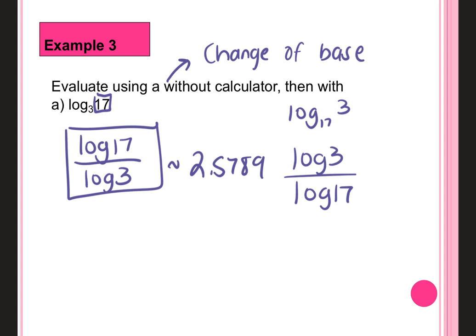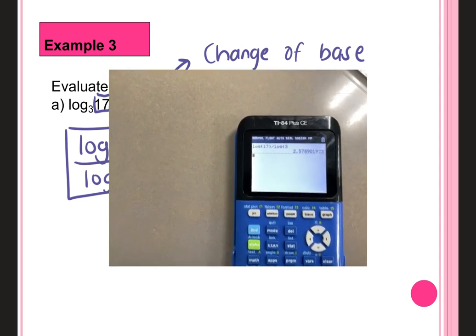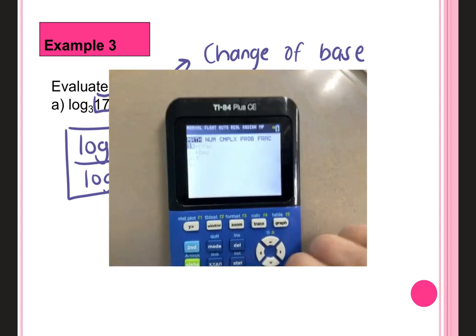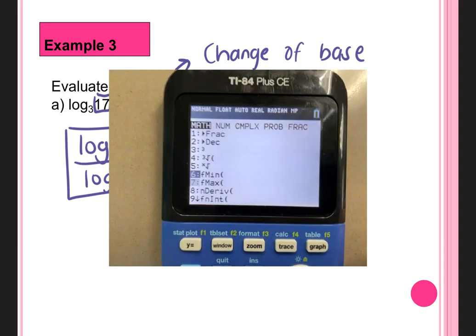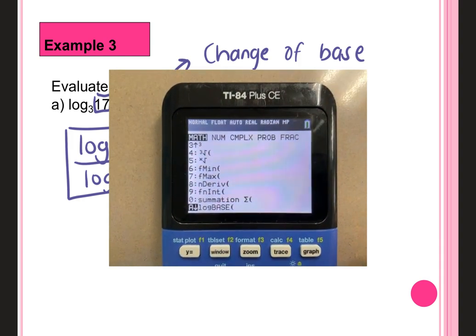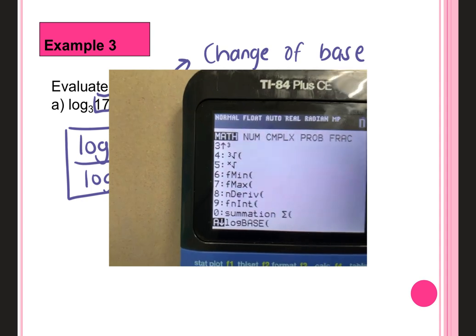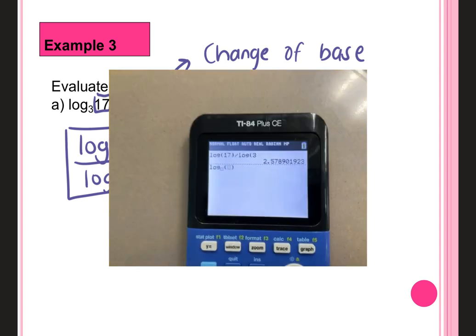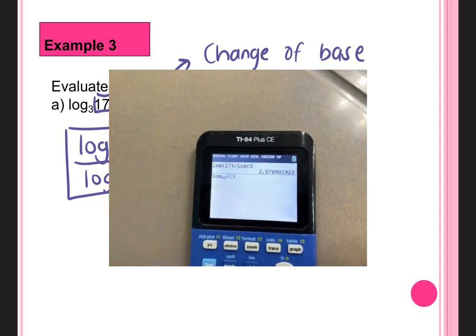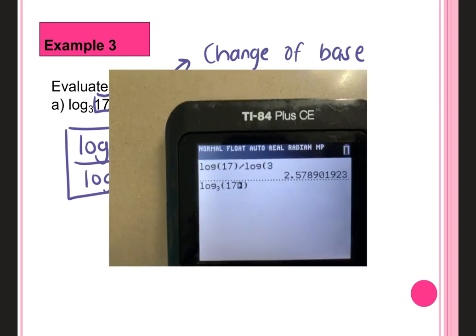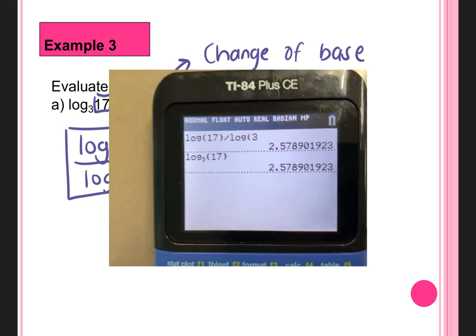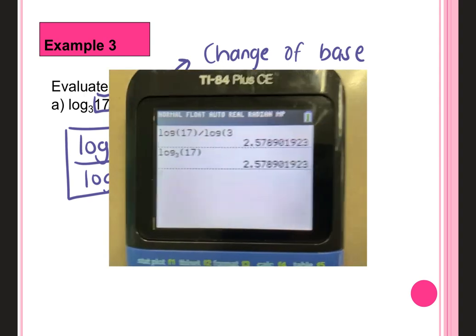You also have a button on your TIs that will allow you to change the base on the log. If you go to math and you scroll down to log base. If you click that, it gives you the little log with the base. So I put the 3 in there, and then I put the 17 next to it. And it gives me the same answer. So that's in your math menu.